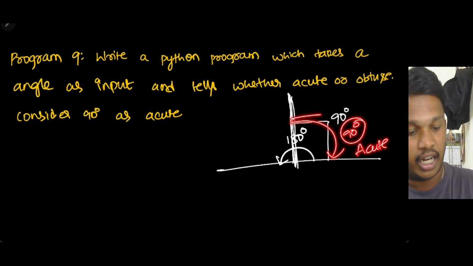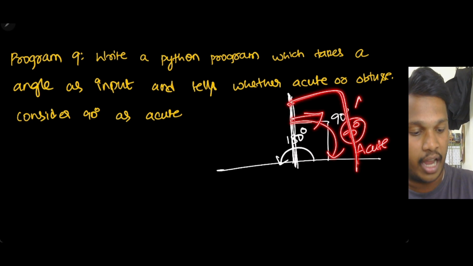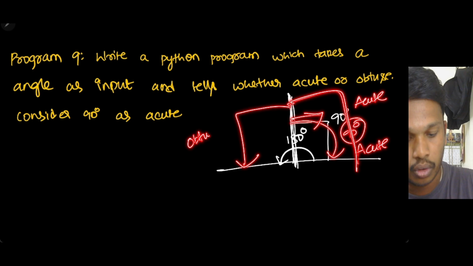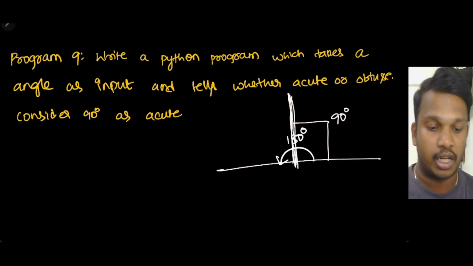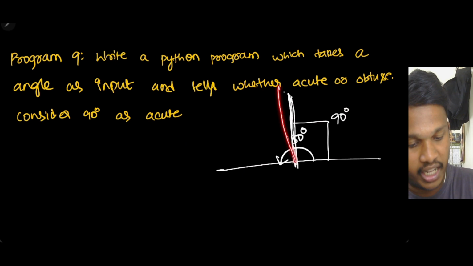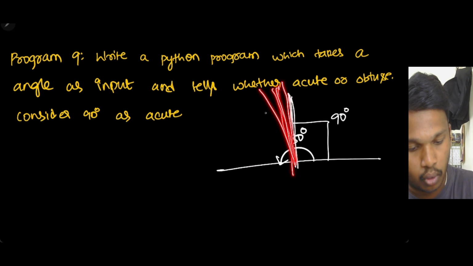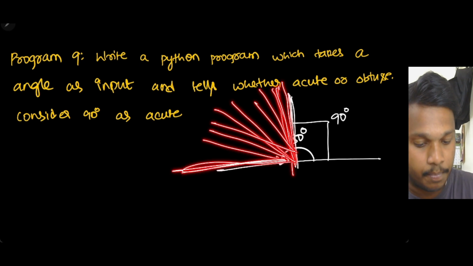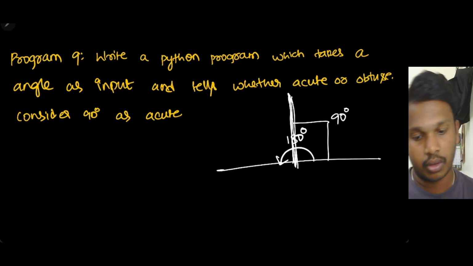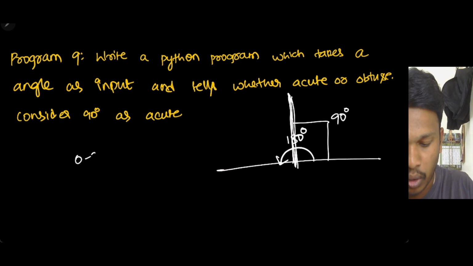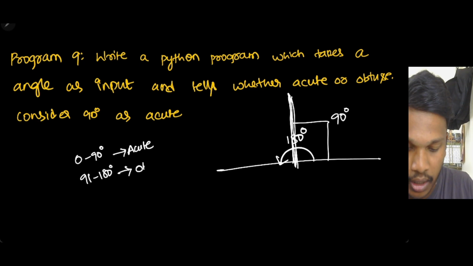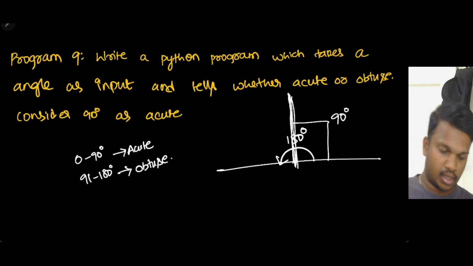This right side part fully is known as acute, and this left side part is known as obtuse, where the obtuse angle starts from 91 degrees onwards: 91, 92, 93, 94, 95, 100, 110, 120, 130, 140 till 180. Till 180 it is known as obtuse. Now if you observe, what is the condition? 0 to 90 degrees it is known as acute, and 91 to 180 obtuse.